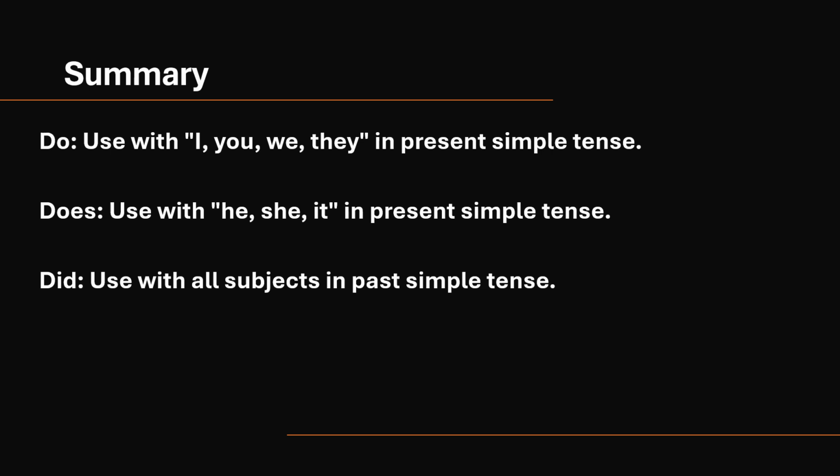Summary. Where we will use do. We will use do with the subjects I, you, we, they in the present tense, and we will use does with the subject he, she, it in the present simple tense, and we will use did with all the subjects in the past simple tense.